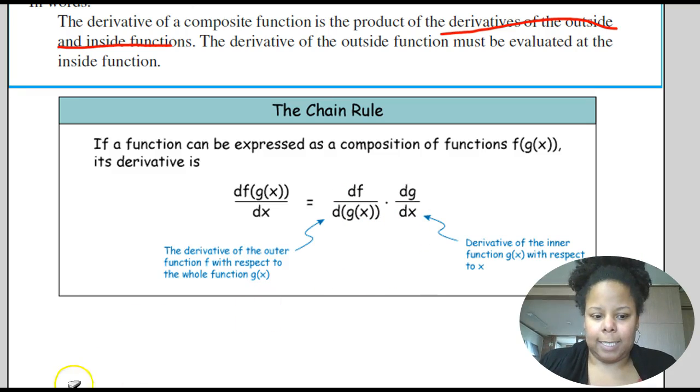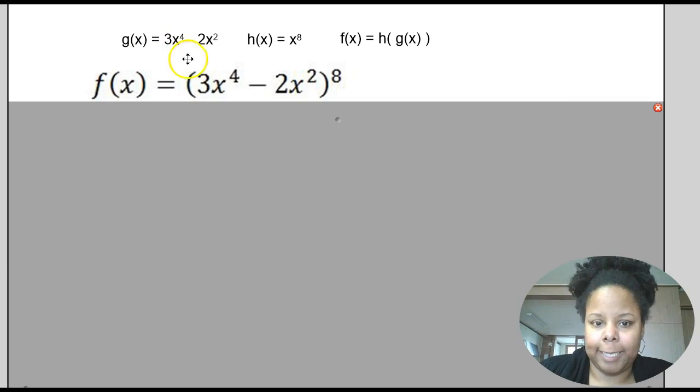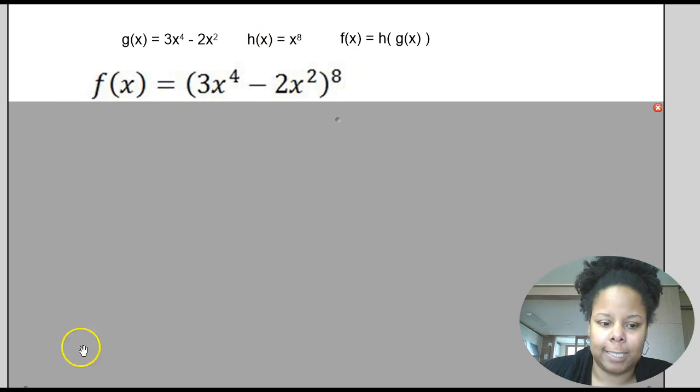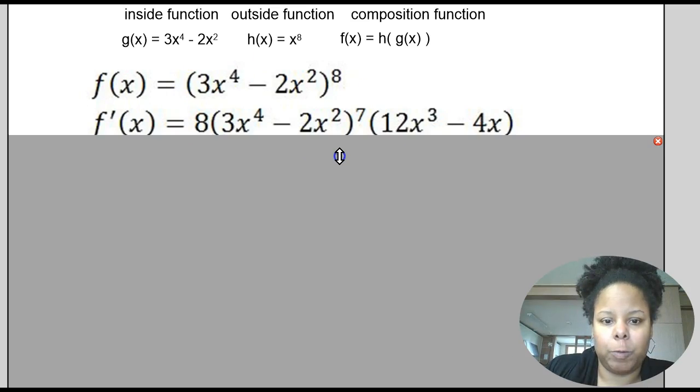Let's take a look at these examples and see how we want to apply this. There are two ways you can apply it. It's basically the same thing, but two ways. Here we have a function, which is a composite of functions, and we have our inner function. Let g of x be the inside function, and let h of x be the outside function. So f of x is the composition of the outside function of the inside function. Using our chain rule, we have to take the derivative of the outside function with respect to the inside function.